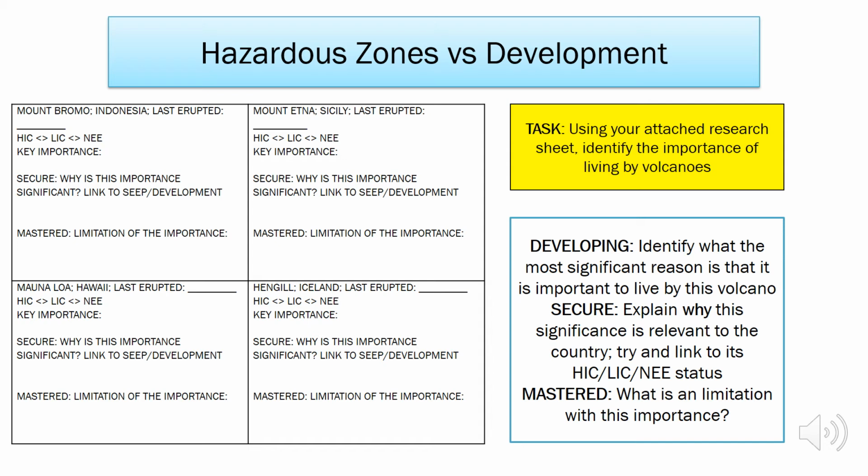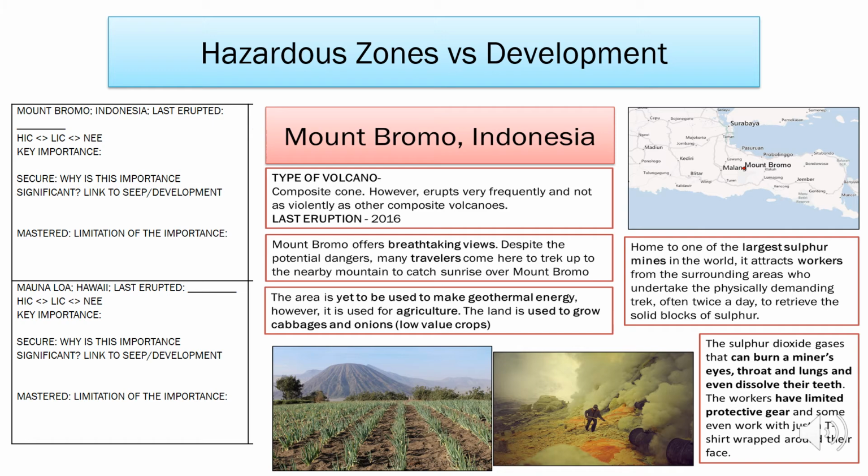And if you're working at a mastered level, you will develop this by explaining the limitation and the importance you've noted. So what have you noted and why is that limitation to living in that area? I have an example for you of Mount Bromo in Indonesia. For the developing task then, you can tell me it last erupted in 2016, why people work there, want to live there, because of the agriculture and the mines that they have there. You will then link this to its HIC, LIC or NEE status.